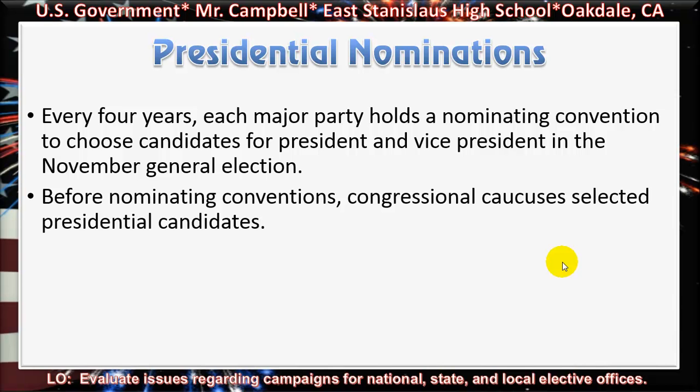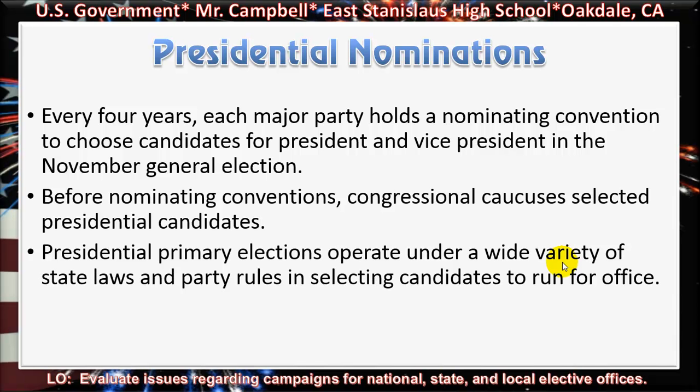Before the nominating conventions, congressional caucuses selected presidential candidates. Presidential primary elections operate under a wide variety of state laws and party rules in selecting candidates to run for office. So, the exact conditions vary from one state to the next. Some primaries are much earlier, some are much later. In California, we have a later primary. Our primary takes place in June, whereas many other states, their primaries have already been conducted. It's not uniform across the United States.